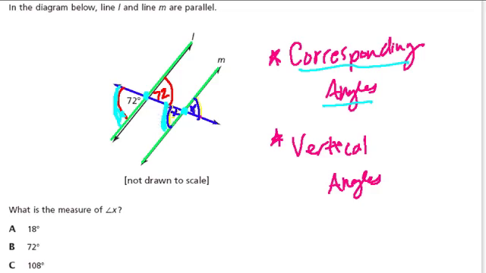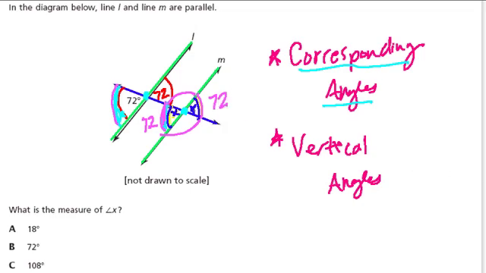Let me use one more color in this. We have 1, 2, 3, 4 positions. So this angle is in the same position as X. That means they're corresponding angles, which means they're equal. So this also equals 72 degrees, and since that's 72 degrees, so is this one right here.